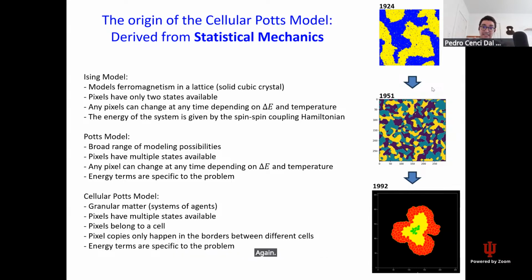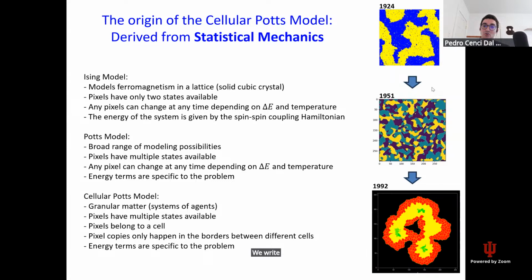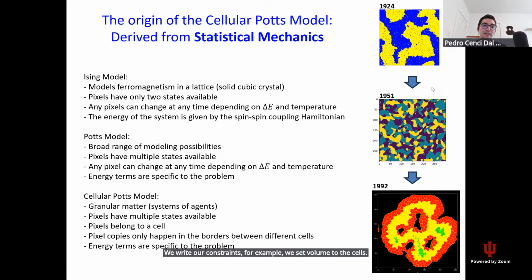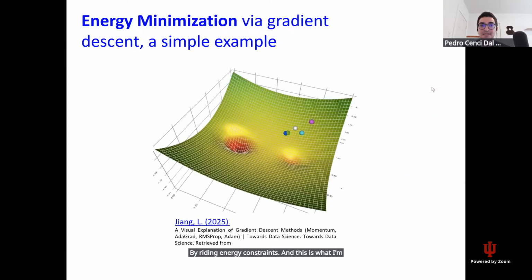Again, because of the legacy of this global energy function that we're trying to minimize, we write our constraints. For example, we set volume to the cells by writing energy constraints. And this is what I'm going to explain next, starting with the concept of energy minimization via gradient descent.